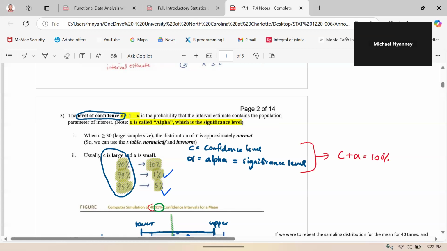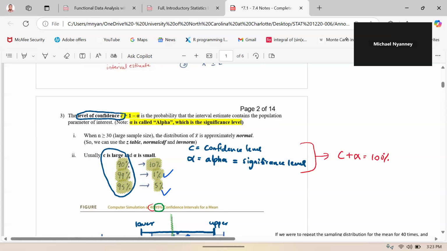And we know that if you consider a large sample size, then the distribution of our x bar is approximately normal. So you can use the Z table, normal CDF, and inverse norm. We are going to talk about this later on. So C is our level of confidence, and alpha is our significance level. From the formula, we are saying that C is equal to 1 minus alpha.